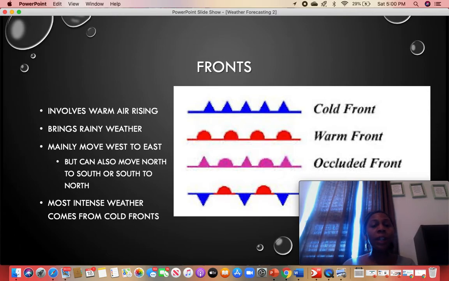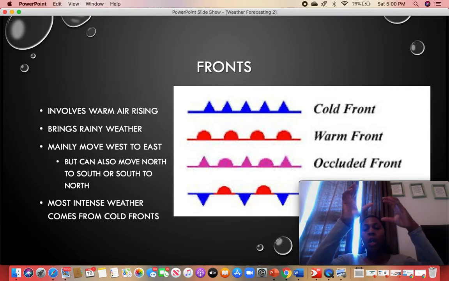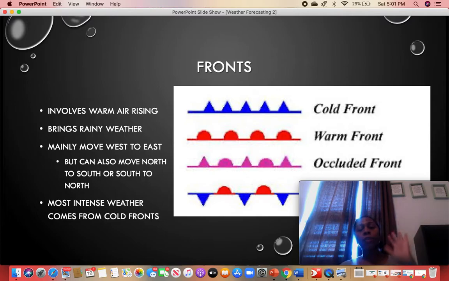So just to recap, with fronts, when we're dealing with the air masses, remember that warm rises, cold sinks. Warm is less dense, cold is denser. So the cold is going to push that warm air up. Fronts bring rainy weather. Fronts tend to move from west to east, north to south, or south to north. And then again, cold fronts bring about the more intense weather conditions.